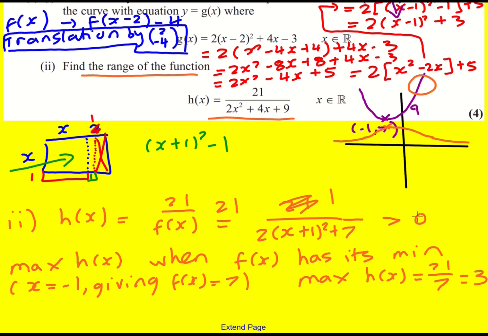Overall, then, our range is going to be h of x is bigger than 0, has to be, but it's going to be less than, I should say less than or equal to 3.